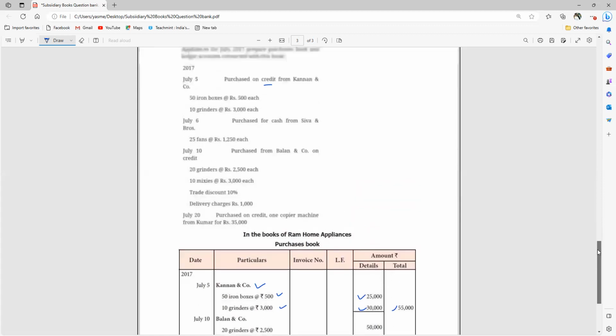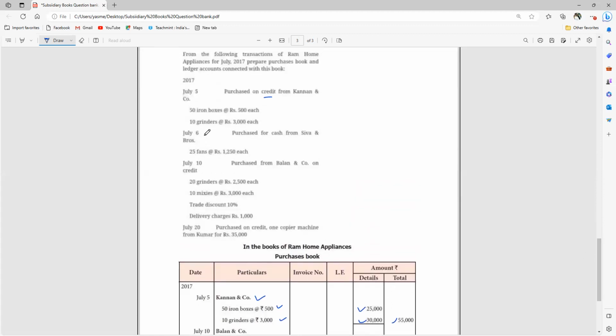Next transaction says, on July 6th, purchase for cash. So as they say, it is cash, we are not recording the transaction in the purchase book. Next, on July 10th, purchase from Balan and Company on credit. Right? Purchase from Balan and Company on credit.